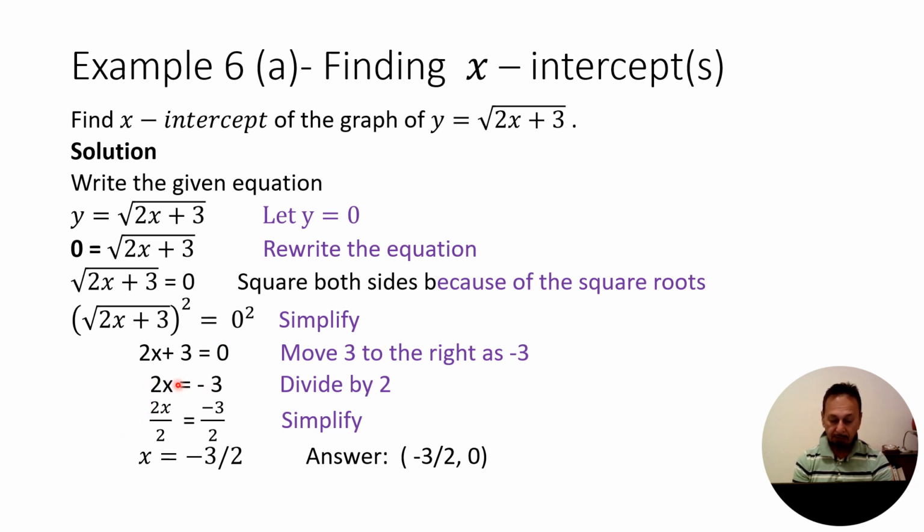Now we move the 3 to the right side. We're left with 2x equals negative 3. To find x, we divide by 2. So 2x over 2 equals negative 3 over 2. The 2 cancels, x equals negative 3 over 2. Now we write the ordered pair, (negative 3 over 2, 0). That's the x-intercept of the graph of this function.